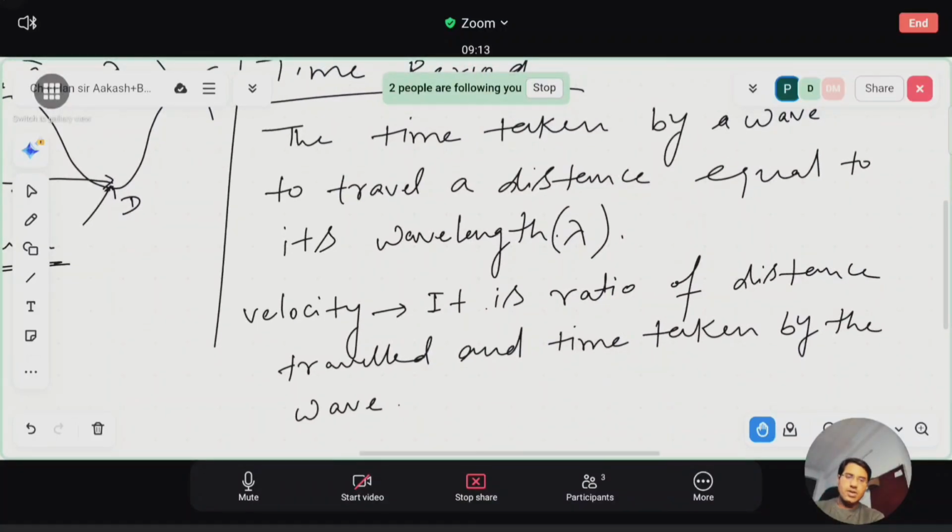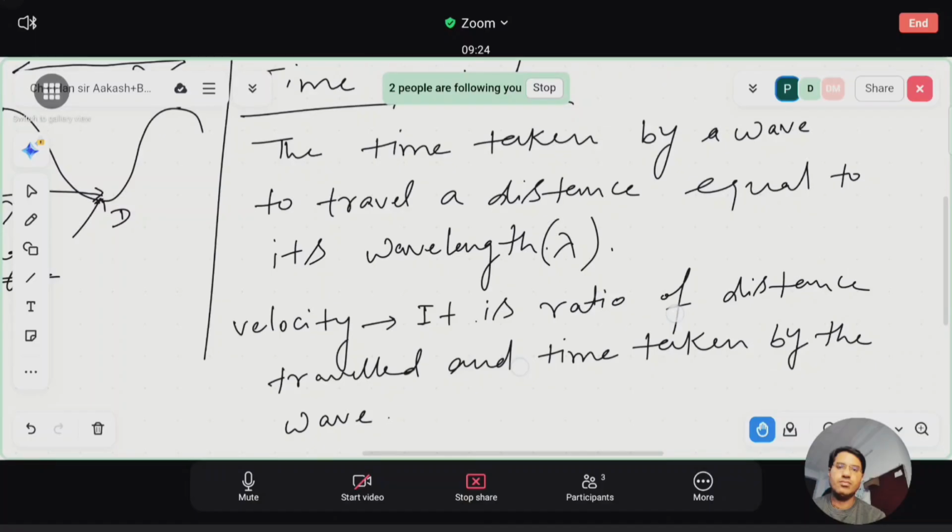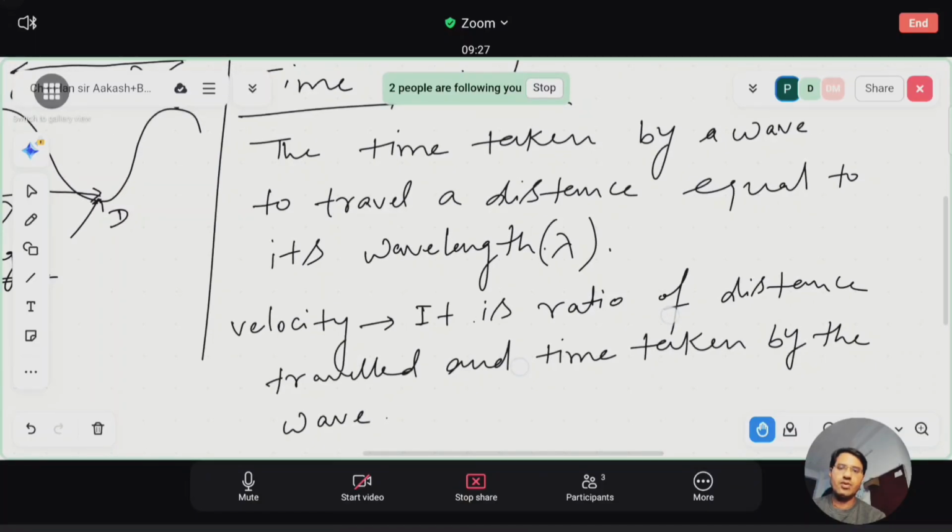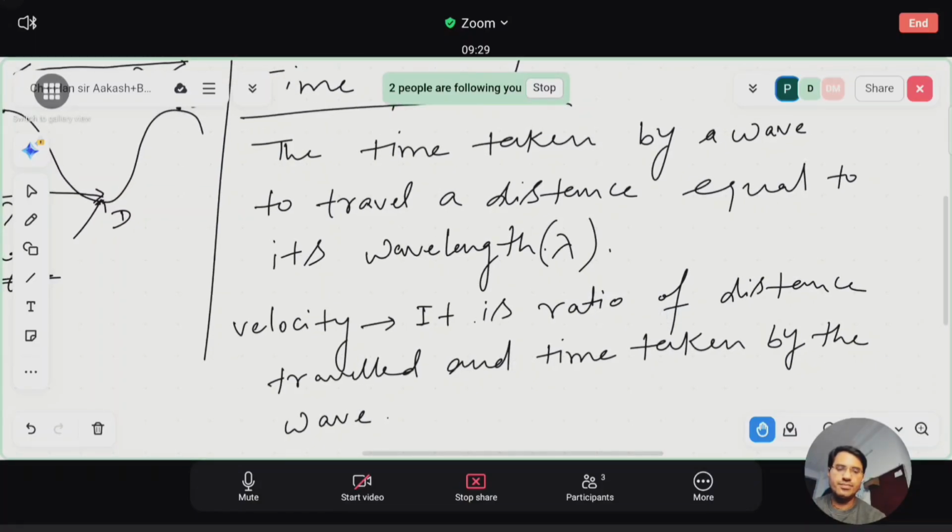Yes, Deepak, are you writing? Hello, Deepak. Yes, Deepika, you also keep writing. Make proper notes. Okay, Deepika, I can't hear you. Hello? Yes, I am.